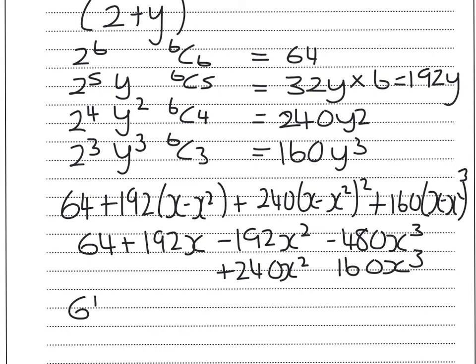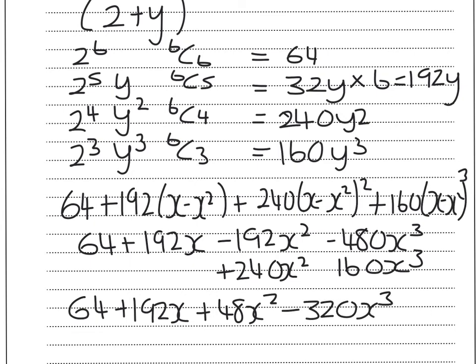So that gives us 64 plus 192x plus 48x squared minus 320x cubed.